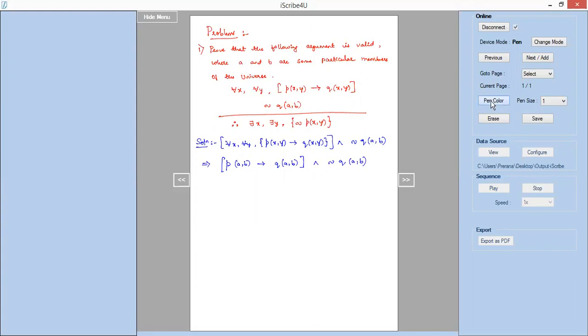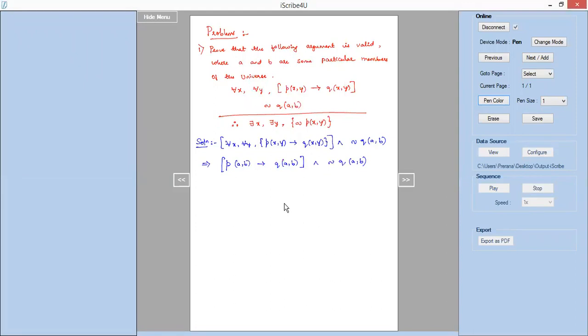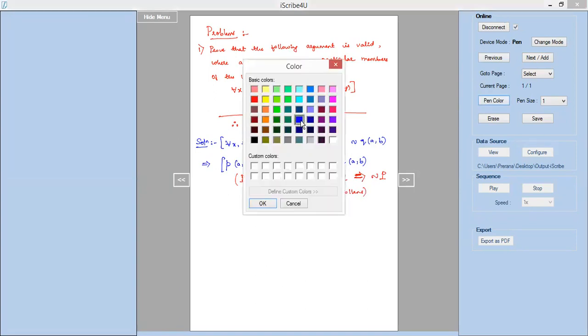Now, in view of the rule modus tollens, what we had learned previously, this is of the form P conditional Q and negation Q. P conditional Q and negation Q implies, instead of writing logically equivalent to, let us write implies, negation P for us. This is in view of the modus tollens.